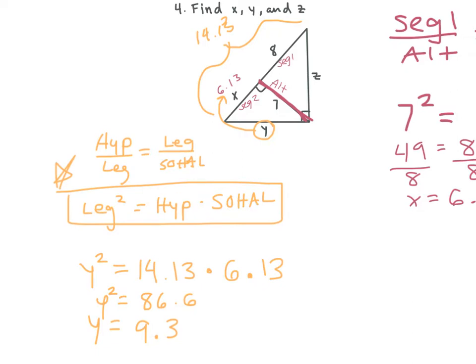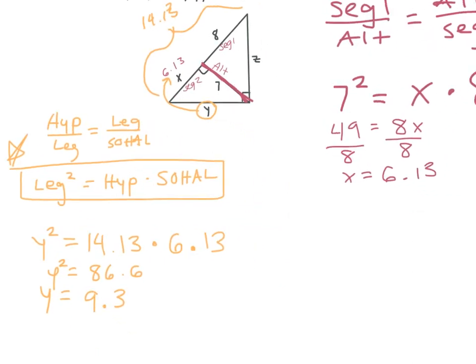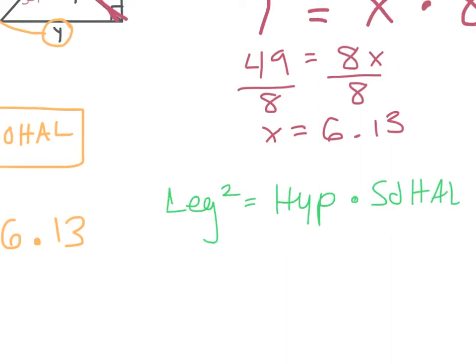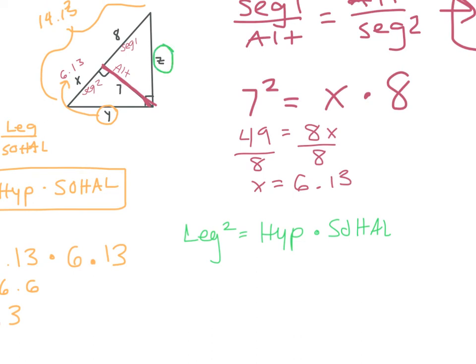Now we're going to do the same thing to find z. We're using this formula again. We have the leg squared is equal to the hypotenuse times the segment adjacent to it. Now we're looking at leg z. So z squared is equal to, what's our hypotenuse? 14.13. And that's going to be times, what's our adjacent segment? 8. So we're going to do 14.13 times 8, and then take the square root of that.